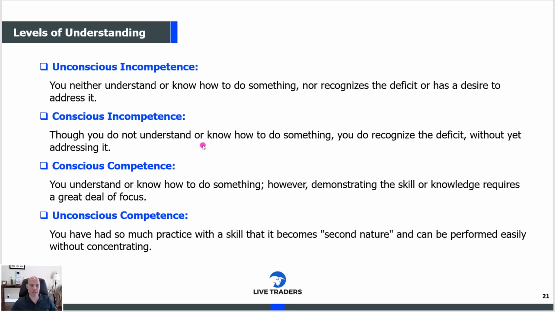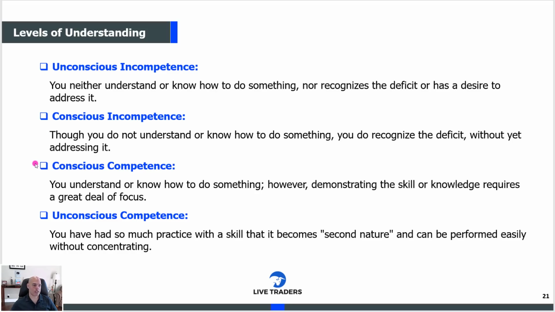Though you do not understand or know how to do something, you do recognize the deficit without yet addressing it. This is where most people are. You recognize that you're not good, but you're not yet fixing it or addressing it.